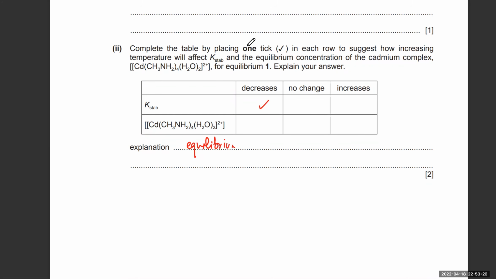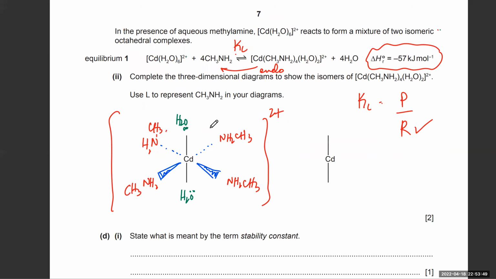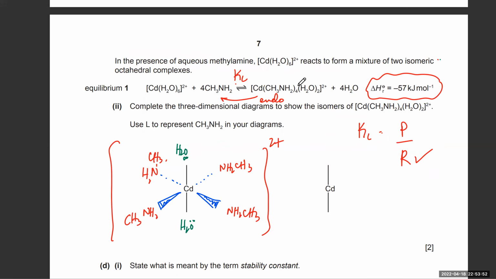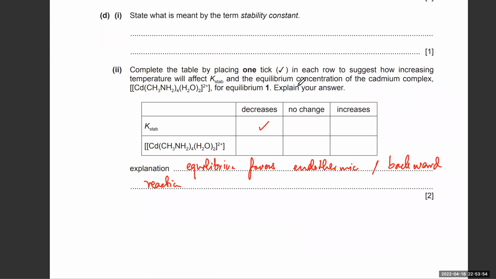They talk about higher temperature, right? Increasing temperature, right? So equilibrium favors endothermic, which in this case would be the backward reaction. And what happens to the concentration of this thing? Since it is moving backward, the concentration of this thing would also be lesser, right? So not only does K stability decrease, but there's a reversible reaction, backward reaction is favored. So less complex would be formed. Okay, is that clear?